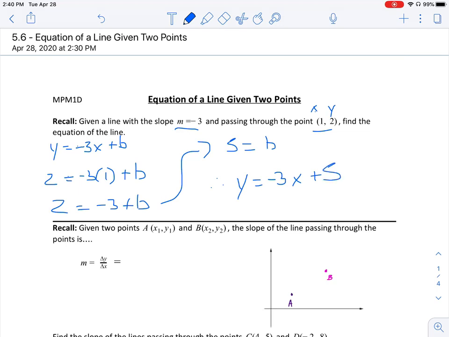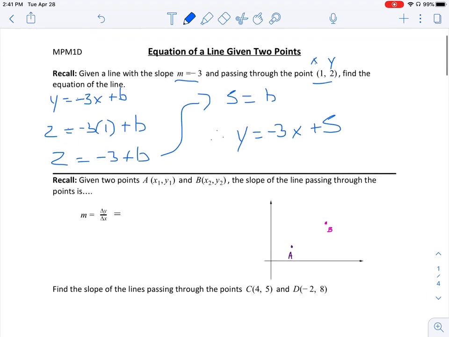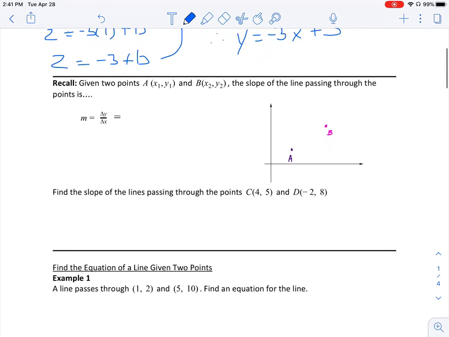Right, so that was what we talked about last lesson. You're given a slope, you're given a point, and how do you determine the equation of the line? So, a quick recall before we get into today's lesson of finding a line with 2 points.